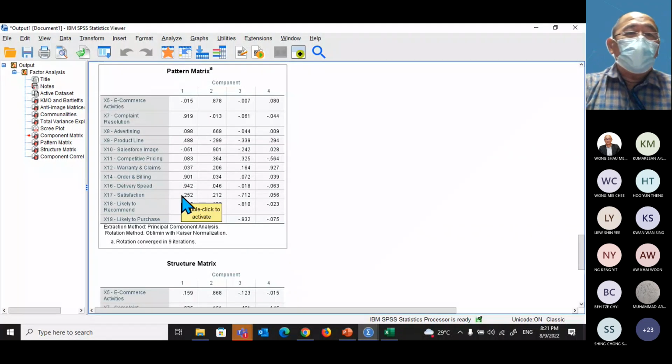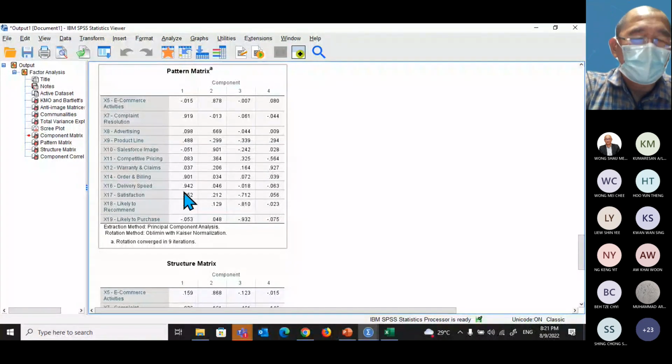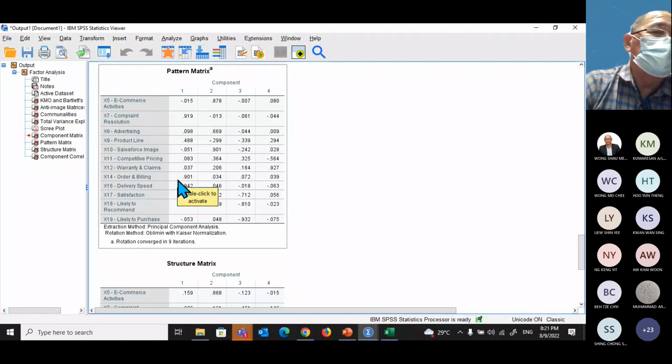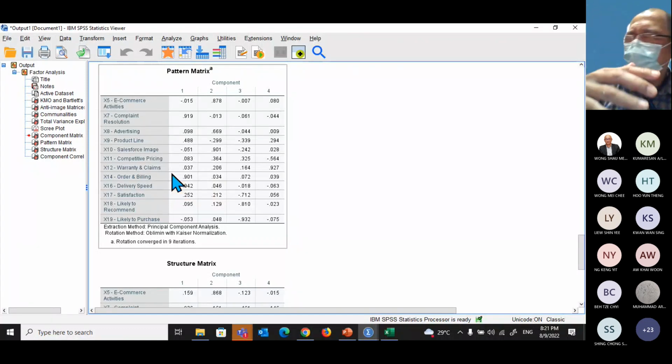So, sir, you're saying that if there is cross loading, it is better to remove the variable totally rather than leave it overlapping on two factors, right? Yes, correct. If it is overlapping, you had better remove it. But if possible, we try to do rotation first, which is even better than removing it.